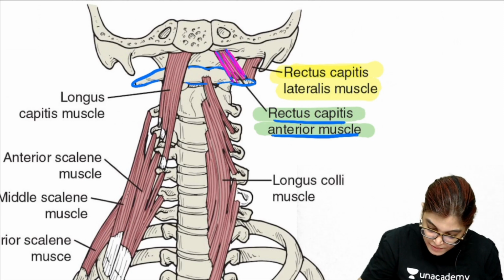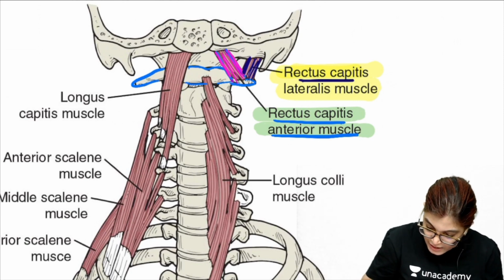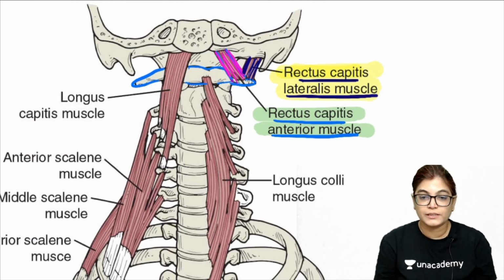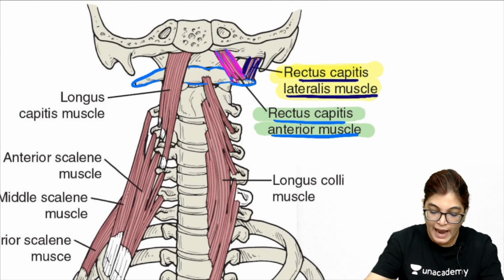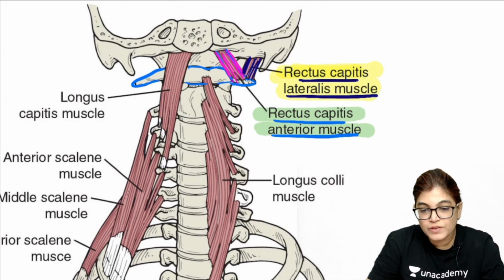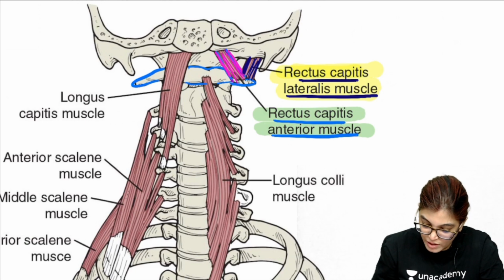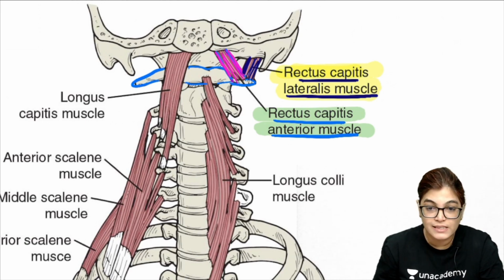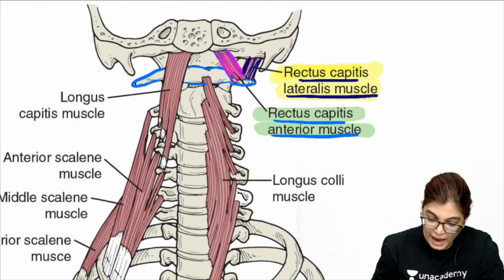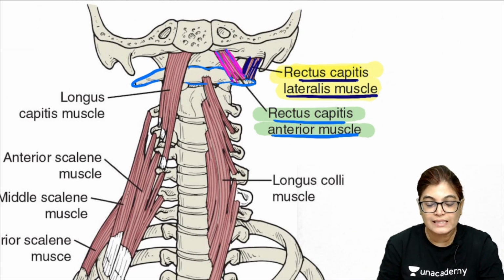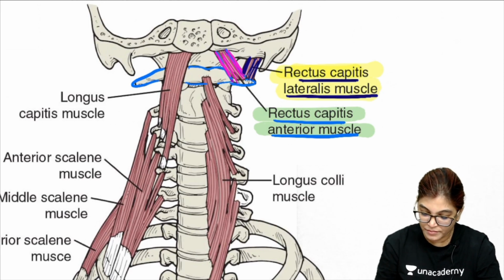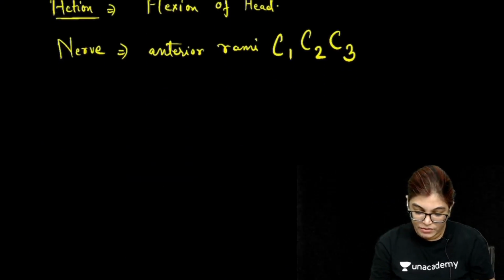Just lateral to it, the other muscle you are seeing is the rectus capitis lateralis muscle. As you can see, it is attached on the transverse process of the atlas cervical vertebra, and it also goes upwards, but it attaches lateral to the rectus capitis anterior muscle. Now write down the origin and insertion of each one.